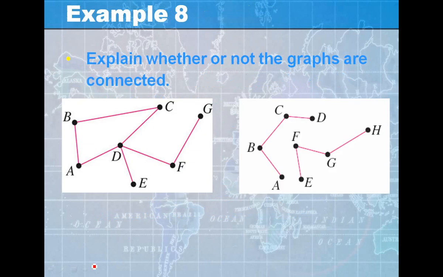So looking at examples, connected graph. This graph is connected because I can get from any point to any other point on this graph just by following the dots or following the edges along. This is not connected because my graph is actually in two parts. So I can't get from C to H. There's no connecting edge. There's no path that can take me from C to H.